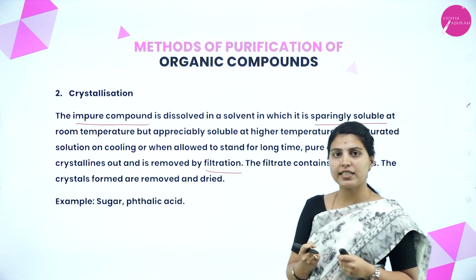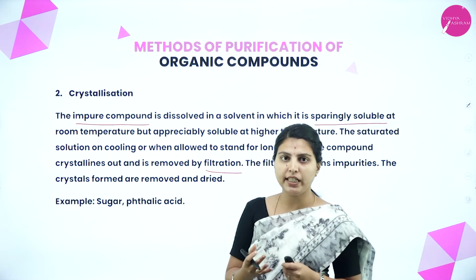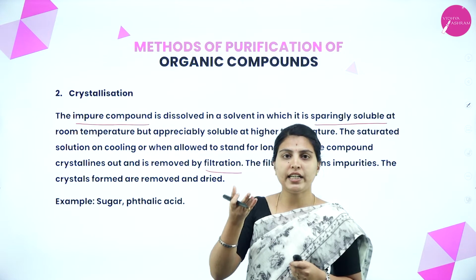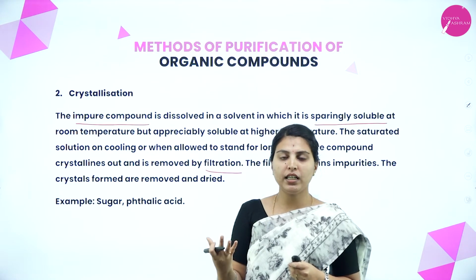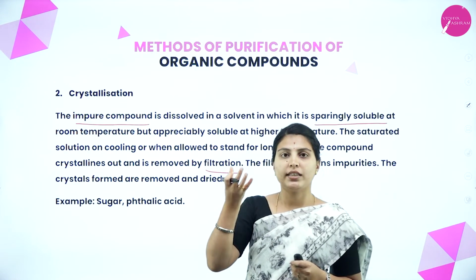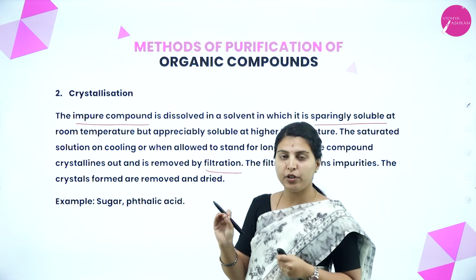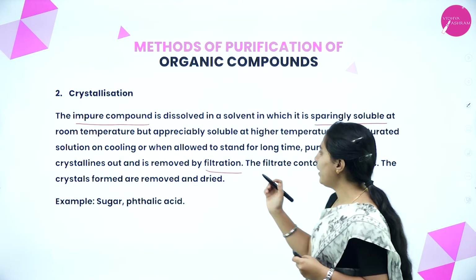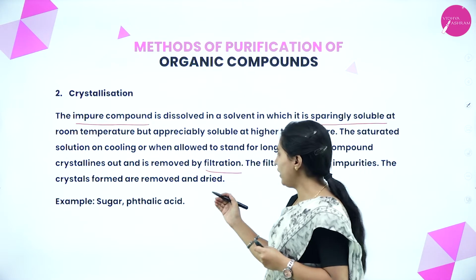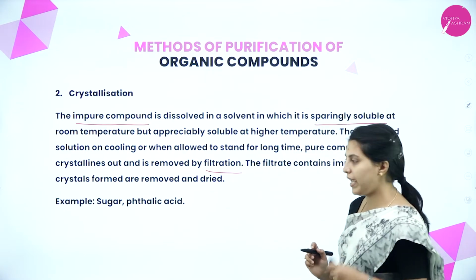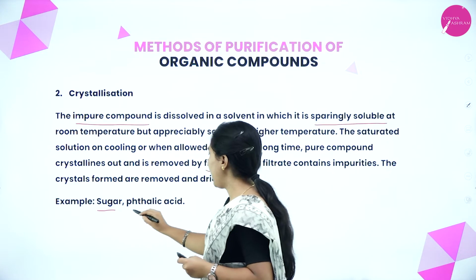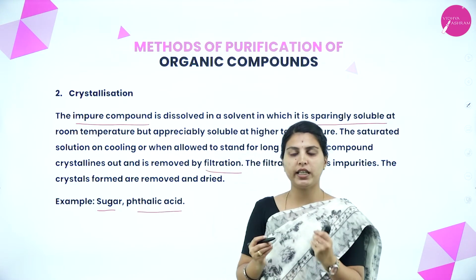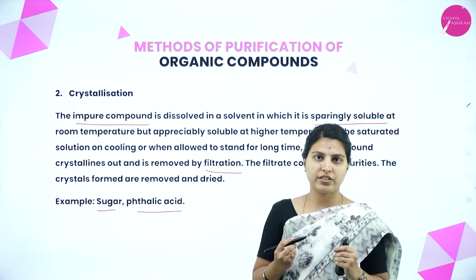After that crystallization, you have to filter, and the filtrate remaining after filtering will be the impure part. The pure compound should be removed from that impure one and it should be dried. The best examples are sugar and phthalic acid. Sugar, if you see, is in crystalline structures.